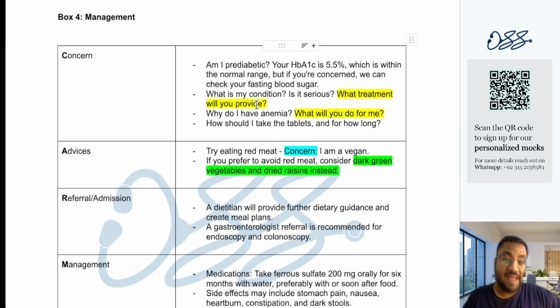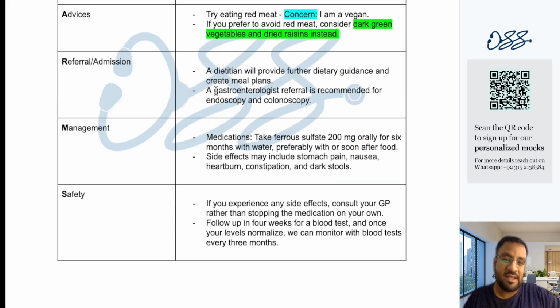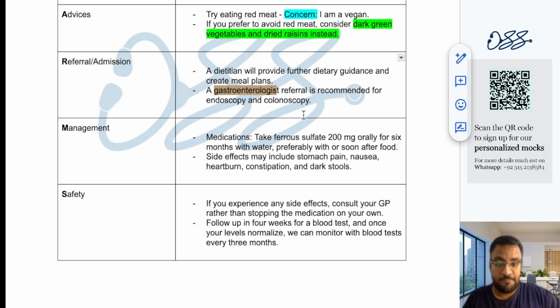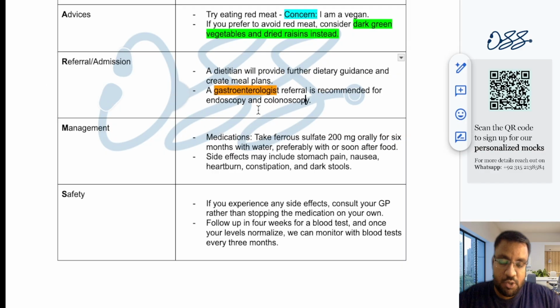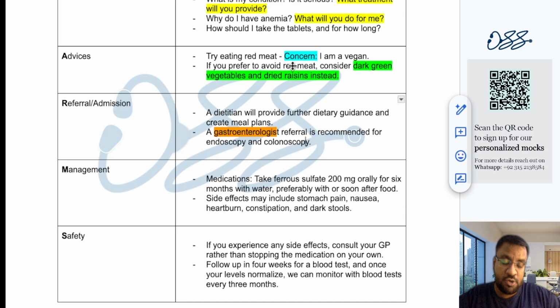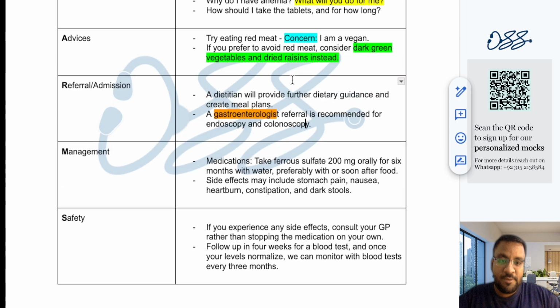So if the diet is not the cause, and it's because of a bleeding issue, then a referral may be needed to a gastroenterologist to find the source of bleeding by getting a colonoscopy or an endoscopy done. So you may have to just do a referral over there. Then comes the medical management of it. Let's suppose that you are done answering the concern, or the patient directly asks the doctor, what treatment will you provide?